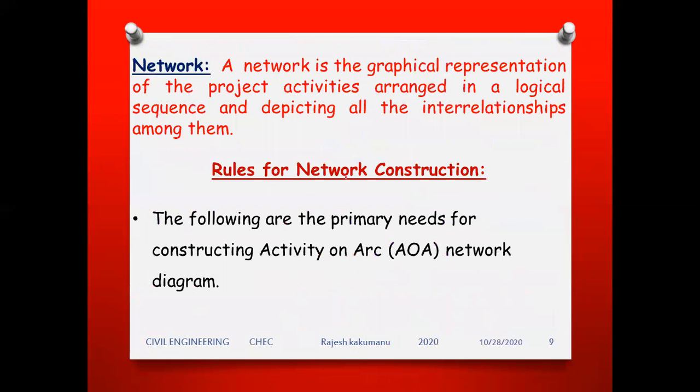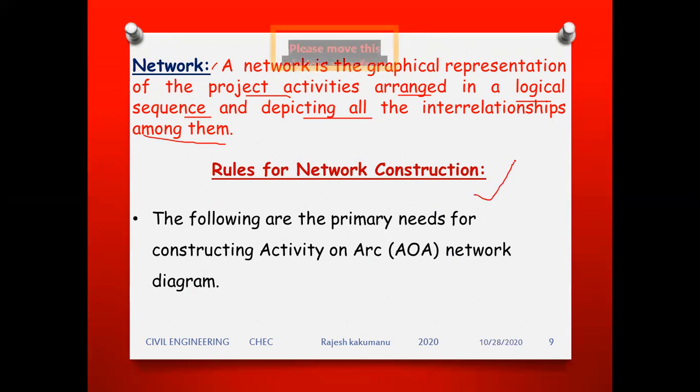Next, what is the meaning of a network? A network is a graphical representation. Network means it is a graphical representation of a project, with activities arranged in a logical sequence and depicting all the interrelationships among them. This is nothing but a network.